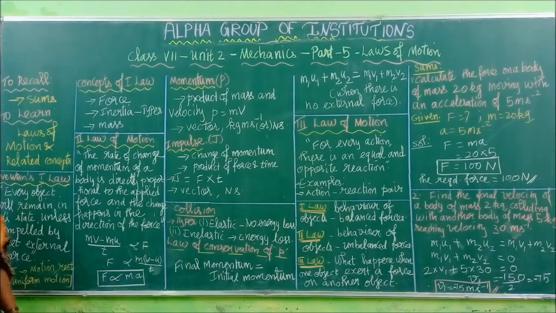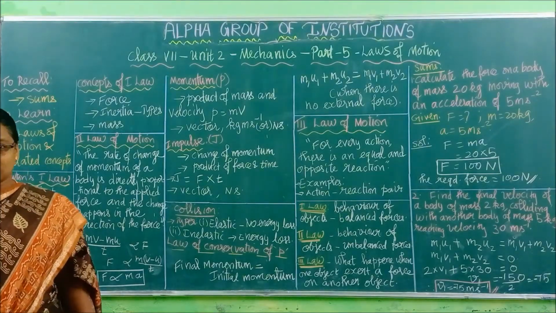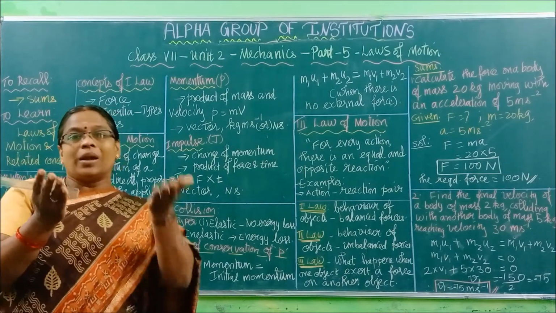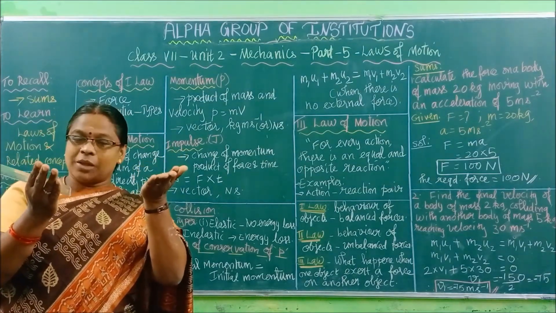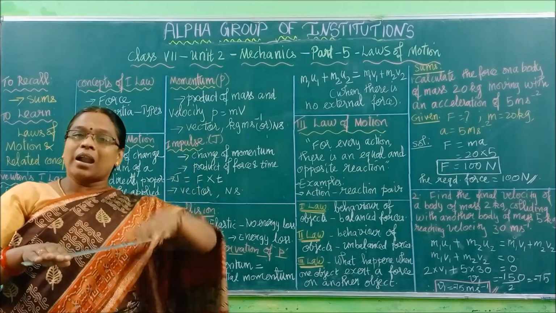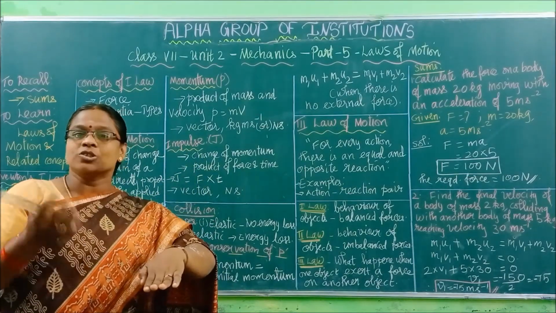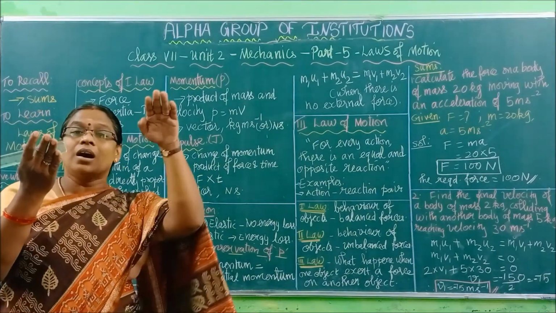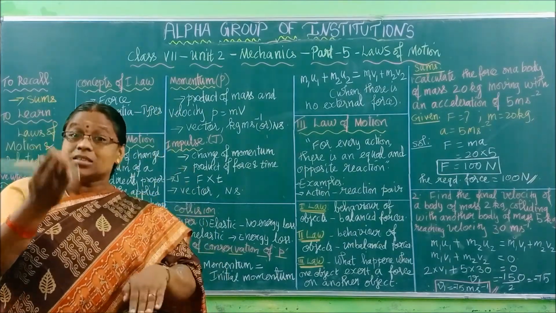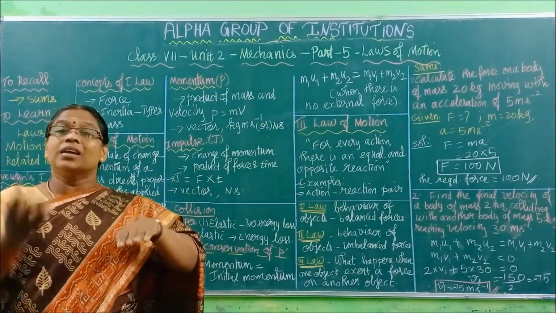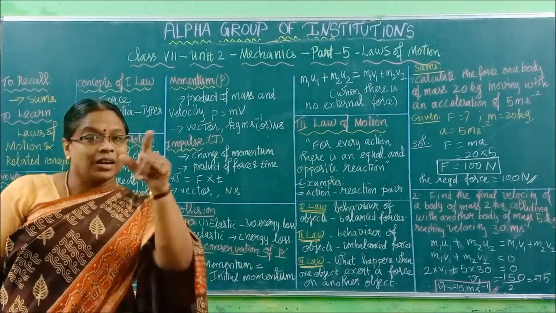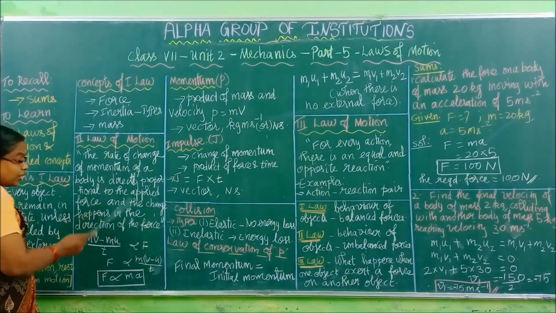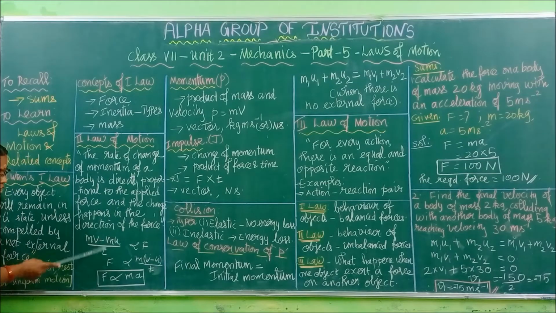I have explained this proportionality in the previous classes. If one is more, the other quantity is also more, that is directly proportional. If one is less, the other one is also less, that is directly proportional. If one increases, the other decreases, and if one decreases and the other increases, that is inversely proportional. Here, as per this law, rate of change of momentum is directly proportional to the force. Right?